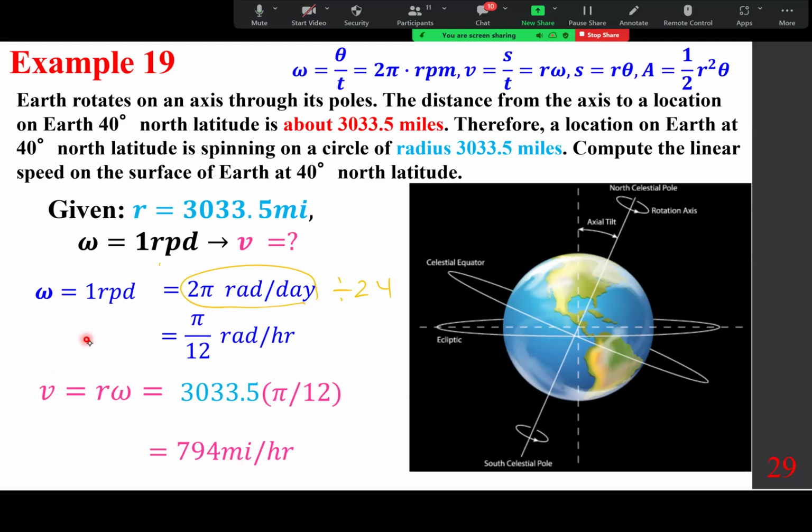The Earth is revolving about itself at that speed, 800 miles per hour, while going around the sun at almost 67,000 miles per hour. Fascinating.